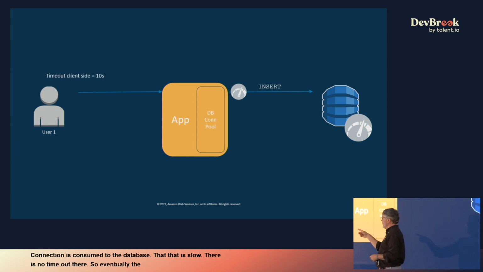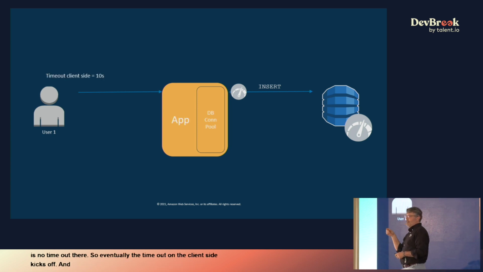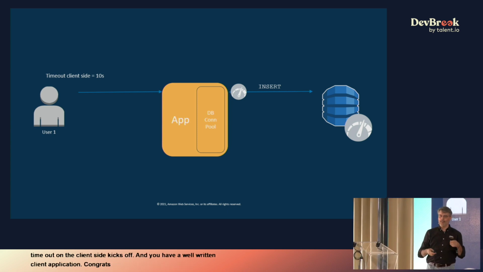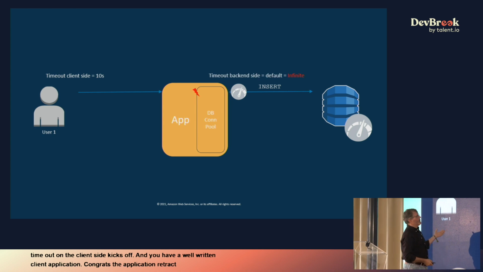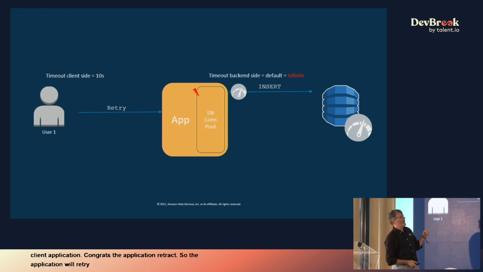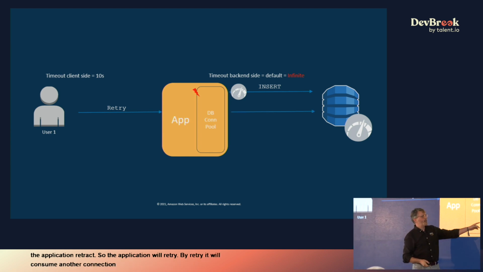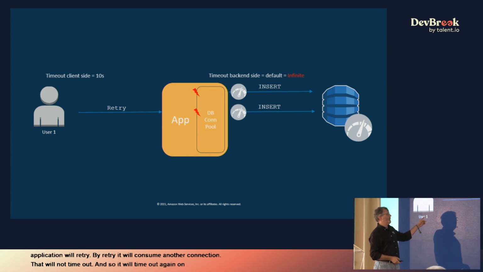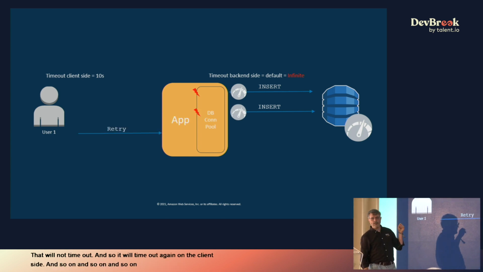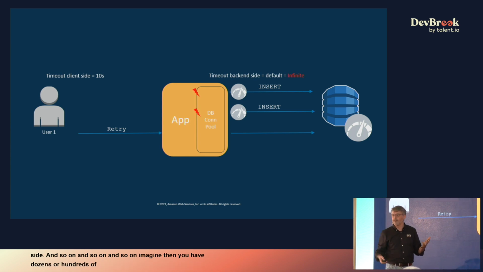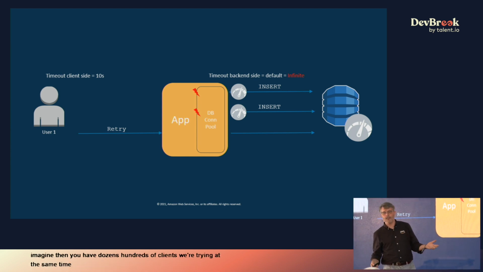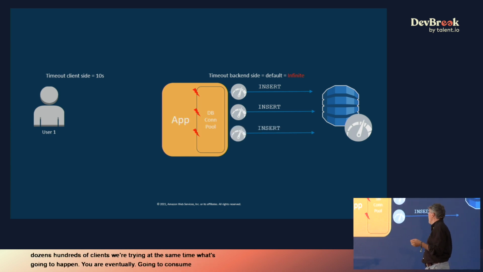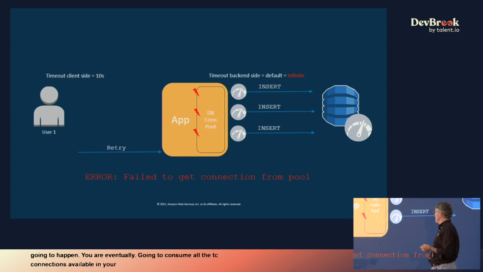So eventually, the timeout on the client side kicks in. And if you have a well-written client application, congrats, the application retries. By retrying, it will consume another connection that will not time out. And so it will time out again on the client side. And so on, and so on, and so on. Imagine then you have dozens or hundreds of clients retrying at the same time. What's going to happen? You are eventually going to consume all the TCP connections available in your connection pool.